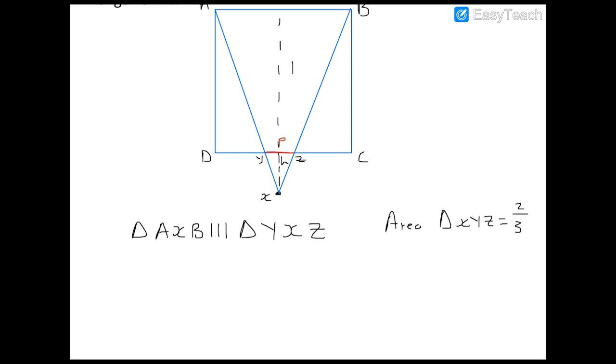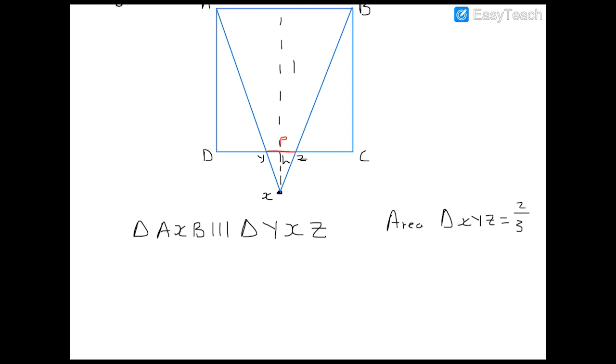That's the next piece of information that we know. So now, since we know that half P multiplied by H is equal to 2/3, then we know that PH will be equal to 4/3. I'll call this my equation 1.